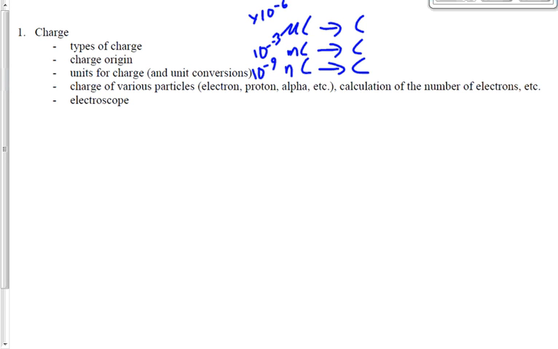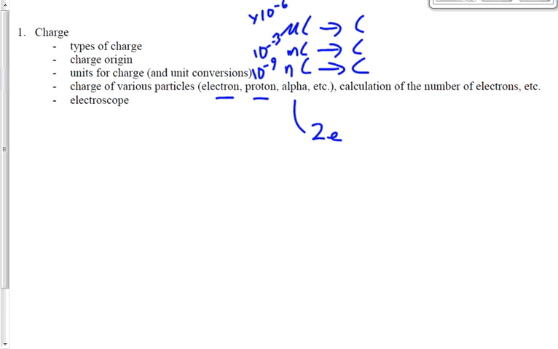Know how to find the charge of the electron, the proton, even an alpha particle, which we don't even really know what an alpha particle is right now. But anything that's on your data sheet, know how to find it. Know how to find the charge of it. On our data sheet, it'll say something like for an alpha particle, the charge is 2e.